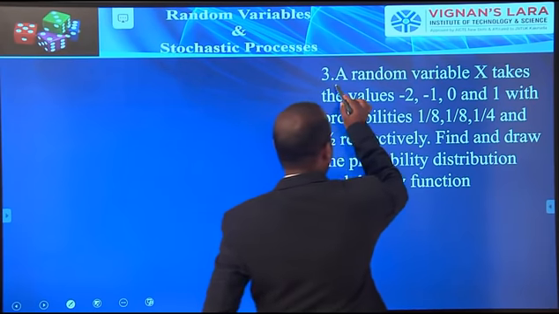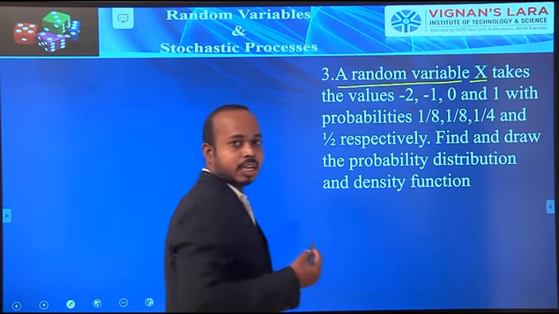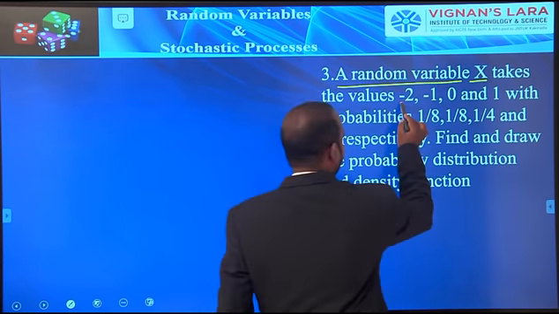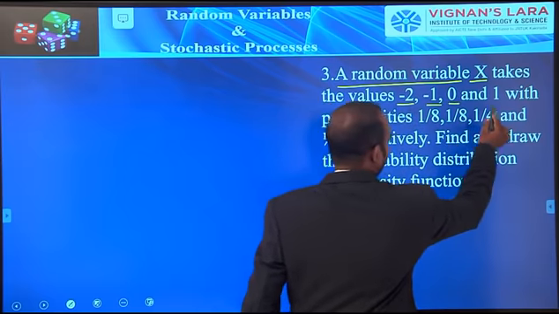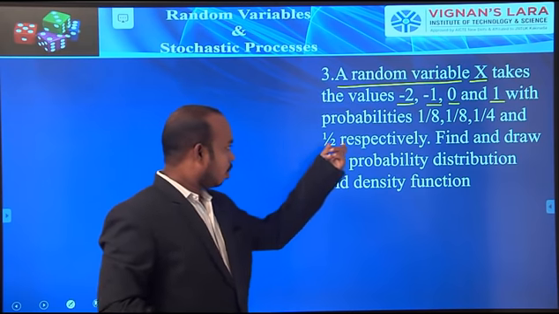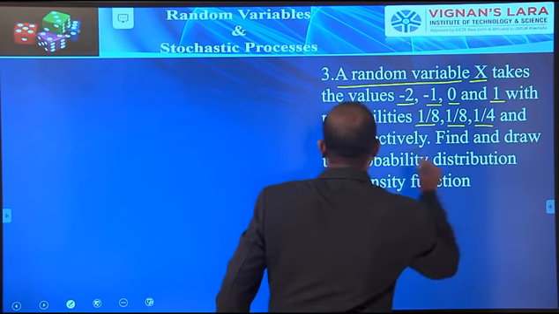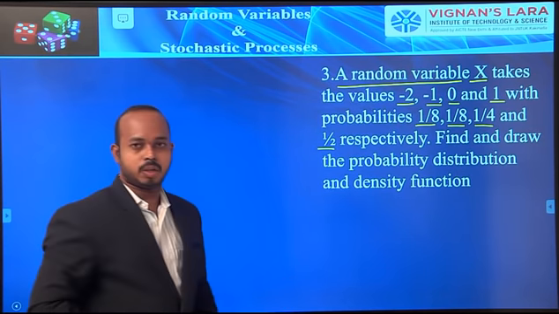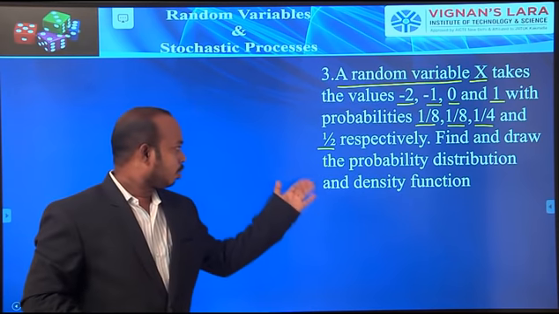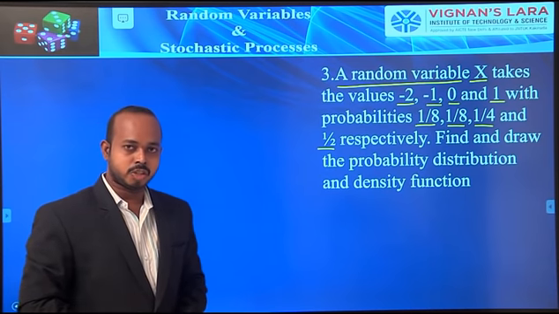A random variable capital X takes the values -2, -1, 0 and 1 with probabilities 1 by 8, 1 by 8, 1 by 4 and 1 by 2 respectively. Find and draw the probability distribution and density function.